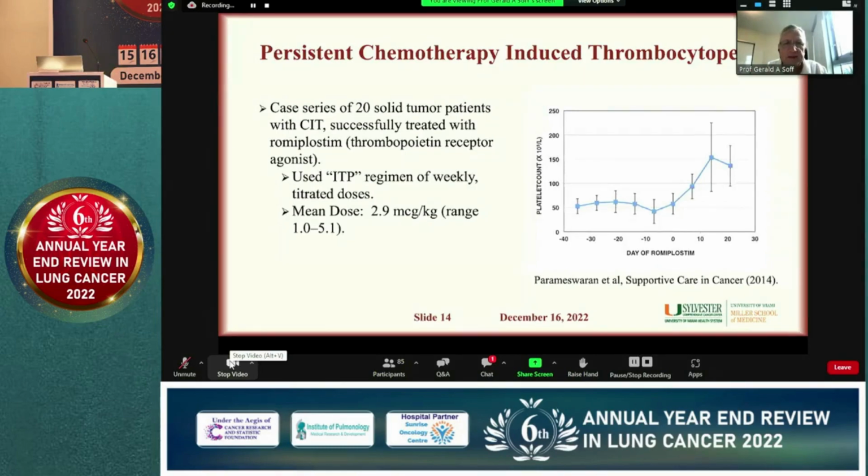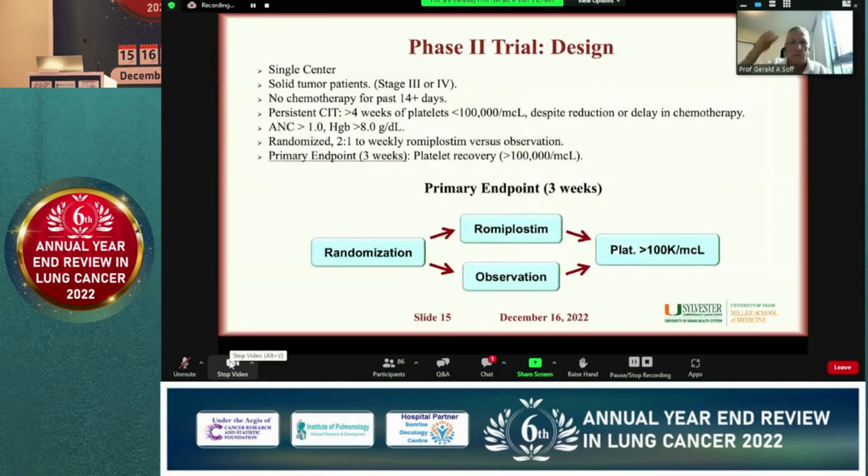And we did a series of 20 patients, and we showed very clearly that once we started the Romiplostim, the platelets came up beautifully. The reason it didn't keep going up is we resumed chemotherapy, and we were titrating the platelets for a goal of approximately 150,000. So this worked perfectly. 19 out of the 20 patients had a perfect response, and this was extremely gratifying. And it led us to then consider doing a prospective randomized clinical trial, which is what we did here.